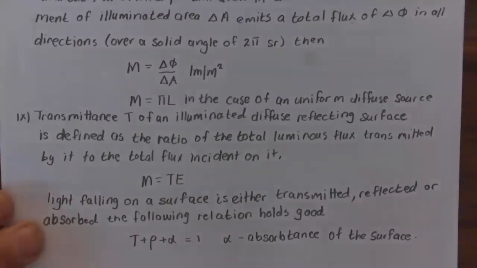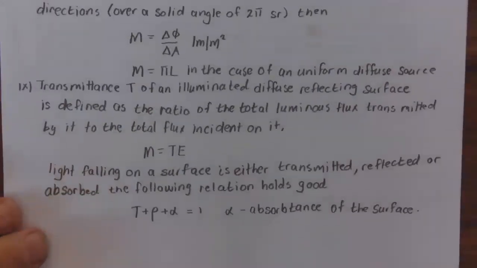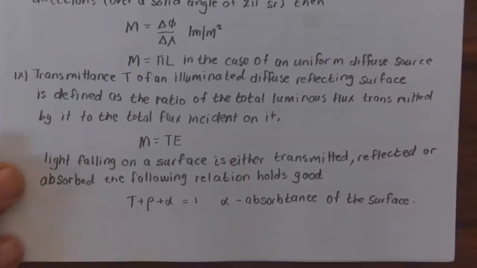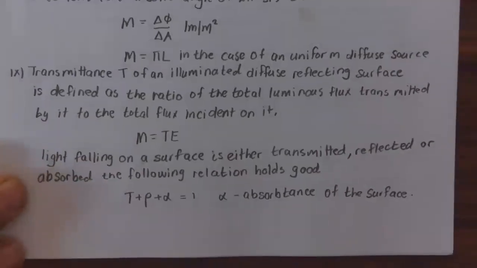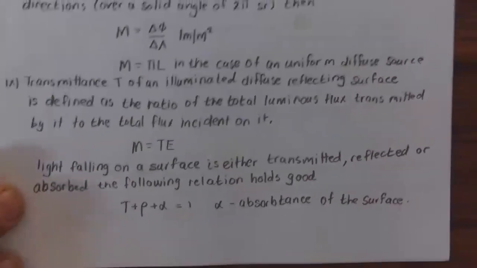Transmittance T of an illuminated diffuse surface is defined as the ratio of the total luminous flux transmitted by it to the total flux incident on it. M is equal to T times E. Light falling on a surface is either transmitted, reflected, or absorbed, and the following relation holds good: T plus rho plus alpha is equal to 1, where alpha is the absorptance of the surface.